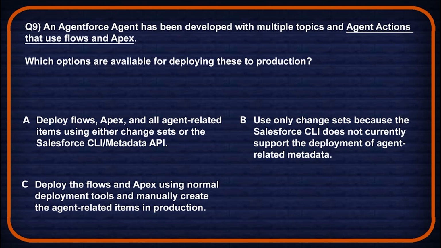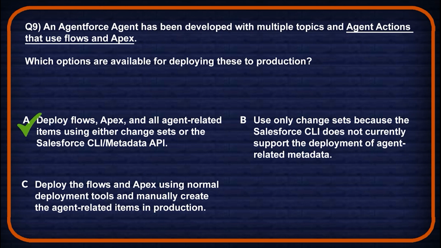Question number 9. An Agentforce agent has been developed with multiple topics and agent actions that use flows and Apex. Which options are available for deploying this to production? Option A. Deploy flows, Apex, and all agent-related items using either change sets, the Salesforce CLI, or the metadata API. Agentforce agents, topics, actions, flows, and Apex are supported metadata and can be deployed via change sets, CLI, or metadata API. Hence, this is the right answer.